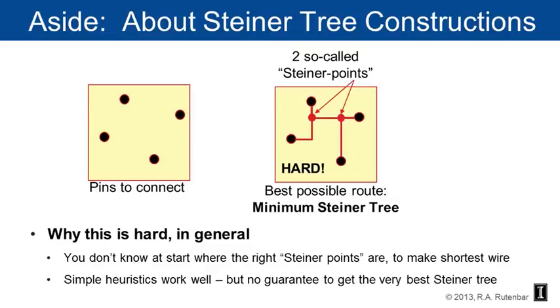Why this is hard in general is you don't know at the start where the right Steiner points are. And depending on the order in which you pick the first point and the order in which the expansions happen, and some other stuff, the heuristic is going to give you a pretty good answer. The heuristic is absolutely not guaranteed to give you the best answer. And that's just the way it works. So simple heuristics work okay, but there's no guarantee that you're going to get the best possible Steiner point. Nevertheless, the heuristic that we showed you is perfectly good, and you can use it to route multi-point nets. So let's continue adding functionality to the router.